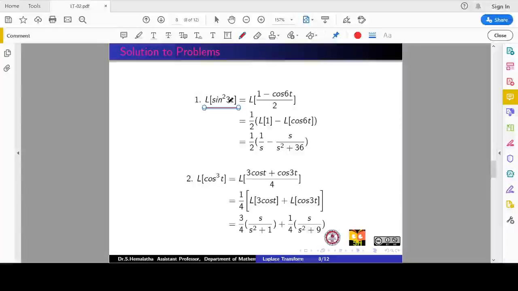So sine 3t is not given. It's sine square. So convert this square to power 1 using our formula. Sine square at is 1 minus cos 2at by 2. So this 3t is converted to 6t and this is the conversion. We have converted this to this function. Only then I can find the Laplace. Directly I cannot find the Laplace.